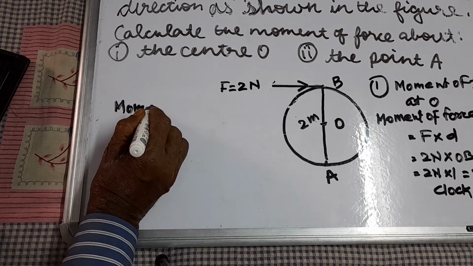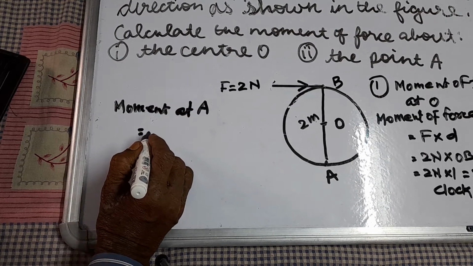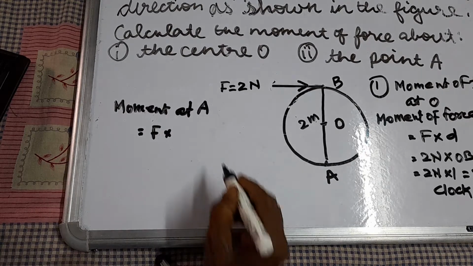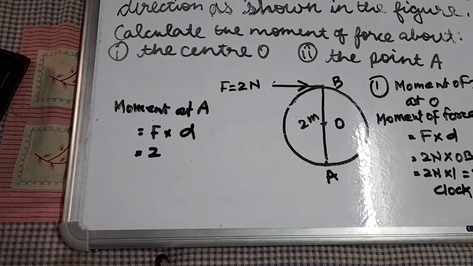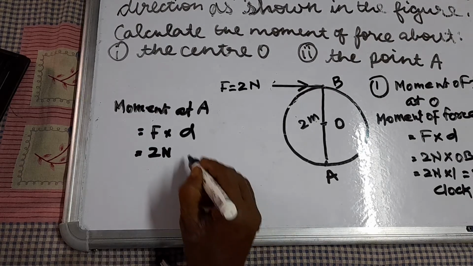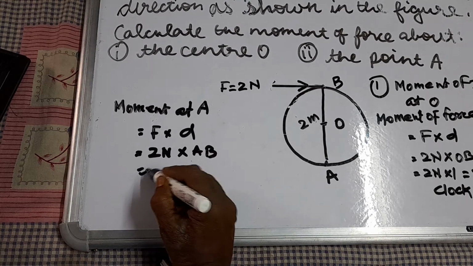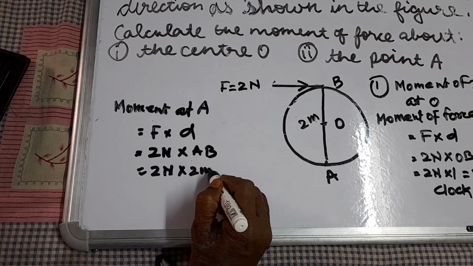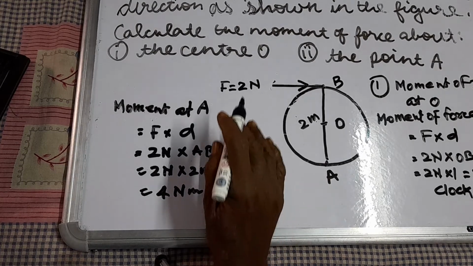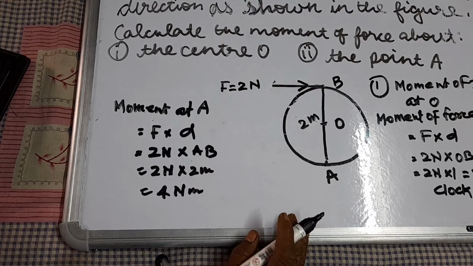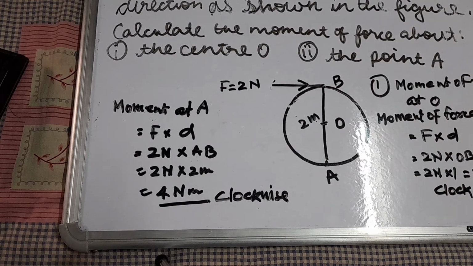Again, moment at A. Moment at A will be, the formula will be applied for the same, it is F into D, and F is 2 N and D is the diameter, that is AB, and it is 2 N into 2 meter, so it will be 4 N meter. It will also be clockwise.